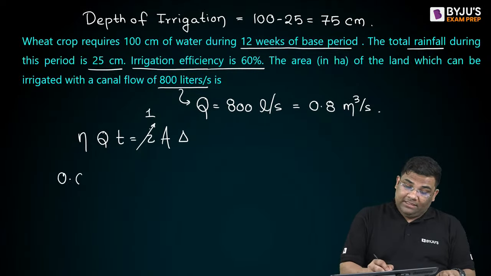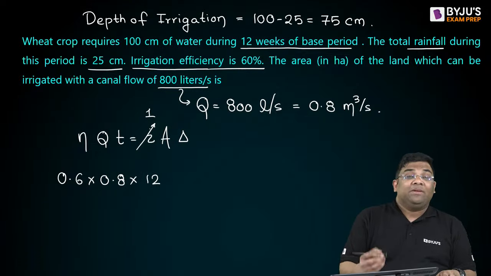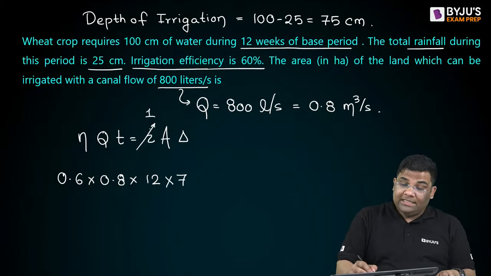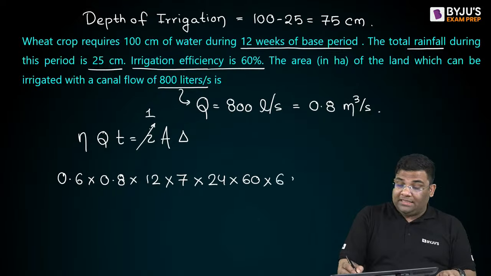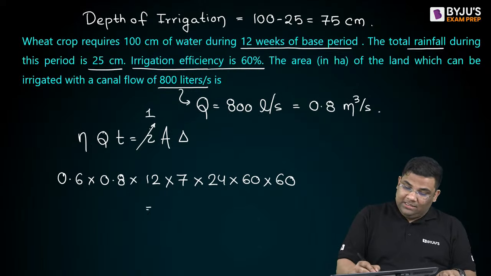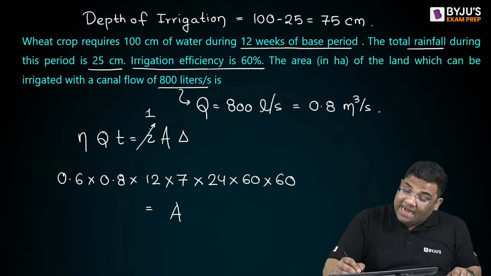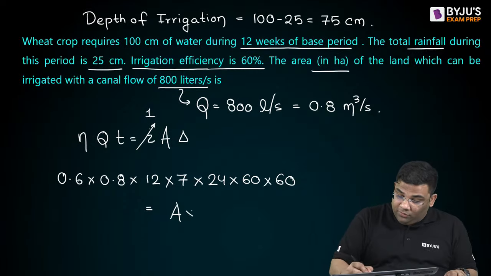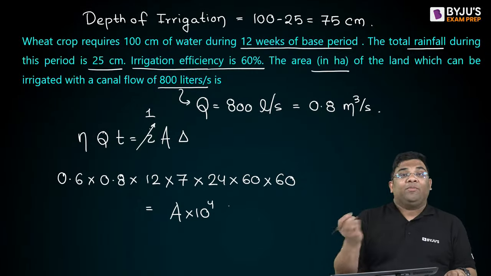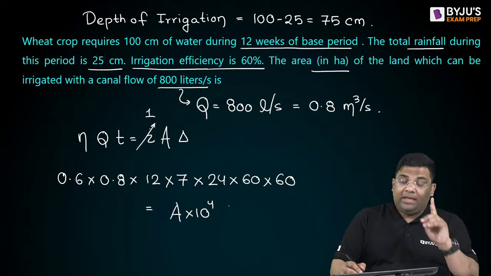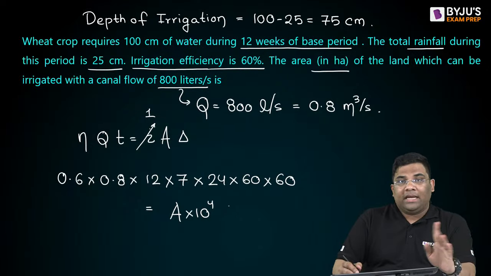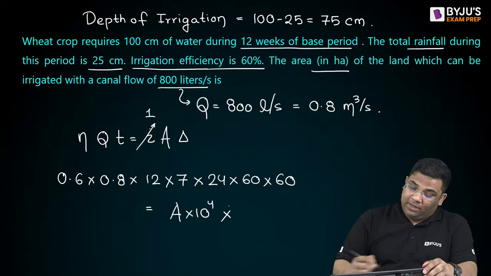This is 0.6, discharge is 0.8, and time is given as 12 weeks. One week has 7 days, a particular day has 24 hours, 1 hour has 60 minutes and a particular minute has 60 seconds. This is equal to the area which I have to find out. The area is asked in hectare, so I'll convert into meter square by multiplying by 10 to the power 4. So A into 10 to the power 4, into what?